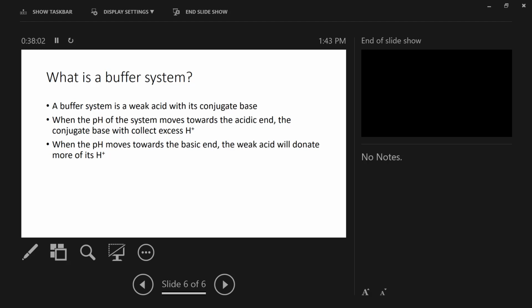And are you getting the sense that these buffer systems are a great design to maintain pH? Because they are. They're a great system. These buffer systems work to balance and maintain the pH of our solution. The pH drops, our conjugate base will take on more hydrogen ions. If the pH rises, the weak acid will donate more hydrogen ions. And it's all in an effort to balance and maintain the pH.